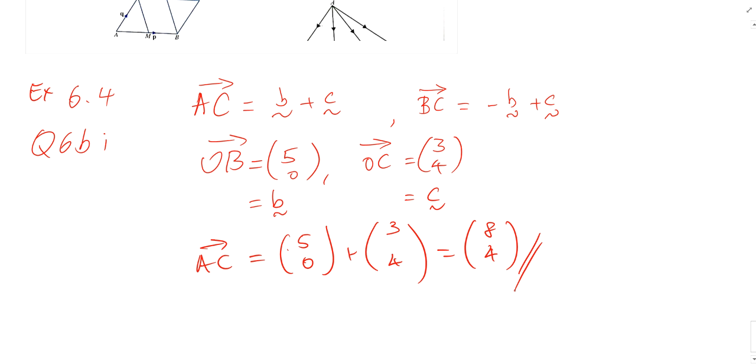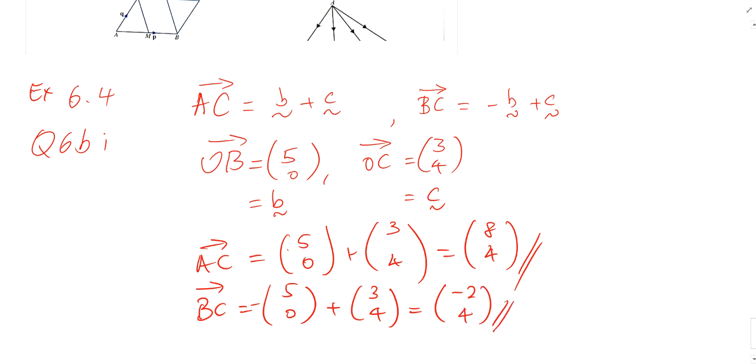Okay, Sophia? Just a direct substitution. The next they wanted BC. So negative B, put in the values for B, plus 3, 4. So we get negative 2 and 4. So these are column vectors. Alright? Arif, Umar, you look confused. Anything they need me to clarify? Okay, yes? Sophia?